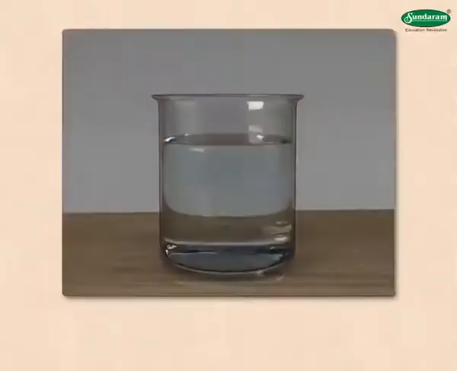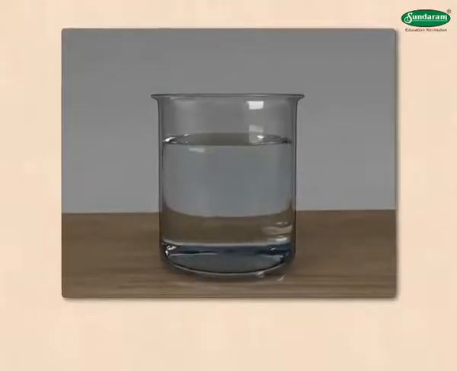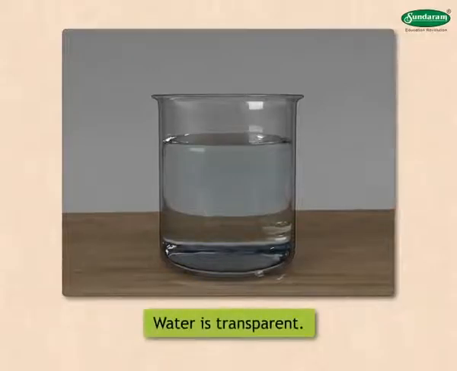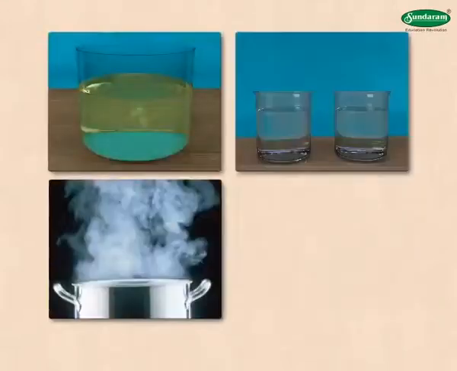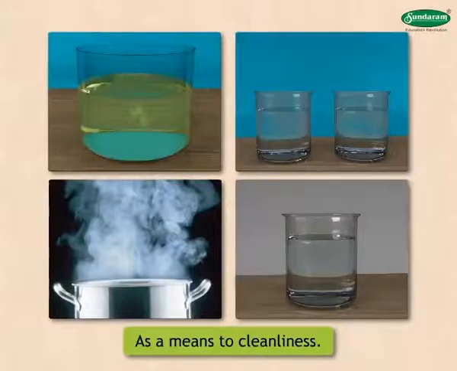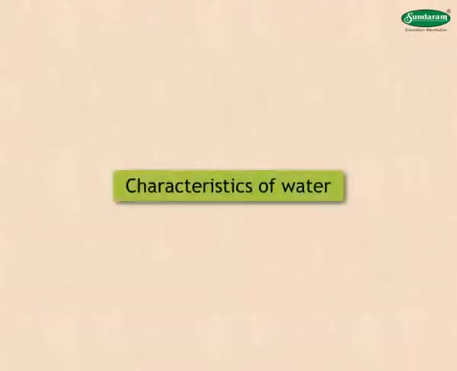Take water in a beaker. Can you see through the water in the beaker? Yes, we can see through the water. It means that water is transparent. These properties make water irreplaceable as a means to cleanliness. Let us learn more characteristics of water.